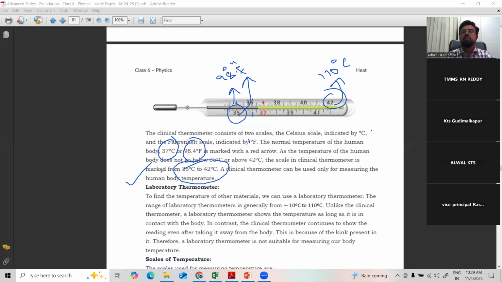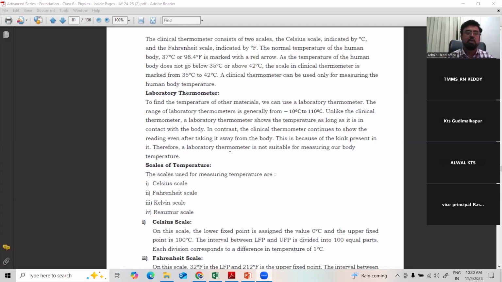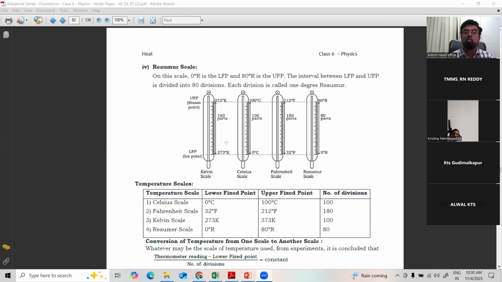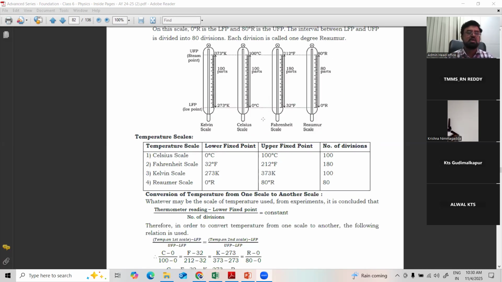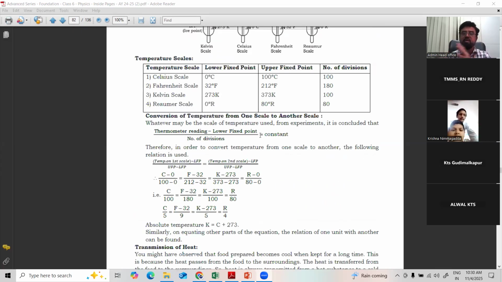Okay. So there are different types of thermometers available in the market to measure the required temperatures. So this is for today. We'll continue in the next class when we meet. We'll continue with the laboratory thermometer, the scales of temperature, and the other type, the Römer scale. So different types of temperature scales and the relationship between Celsius, Fahrenheit and Römer. Everything will come.